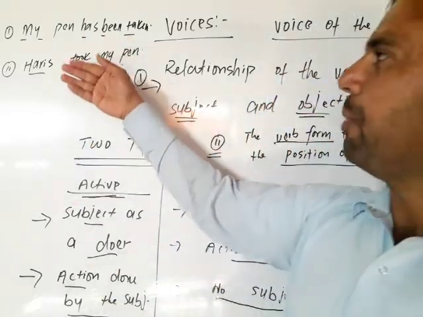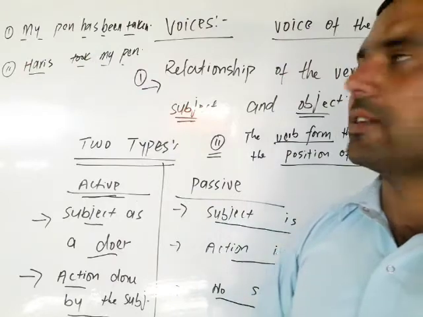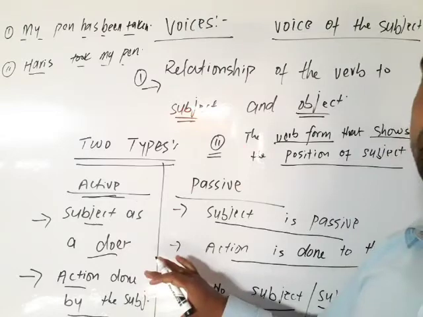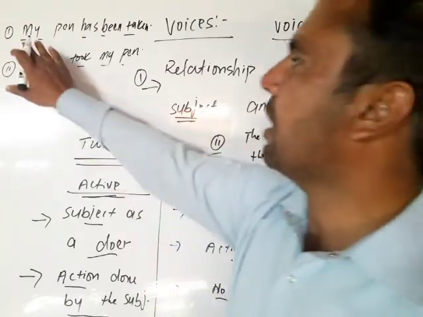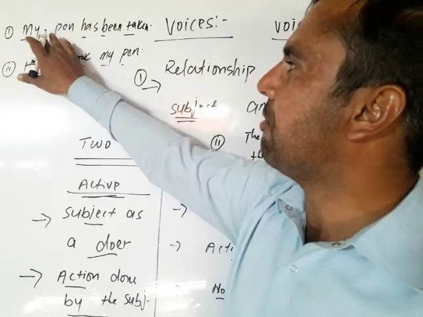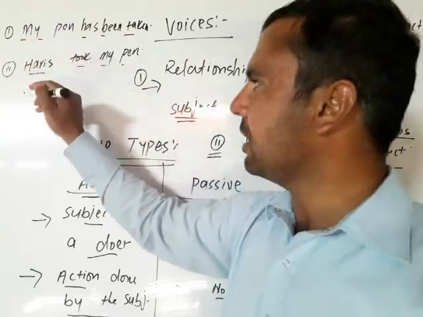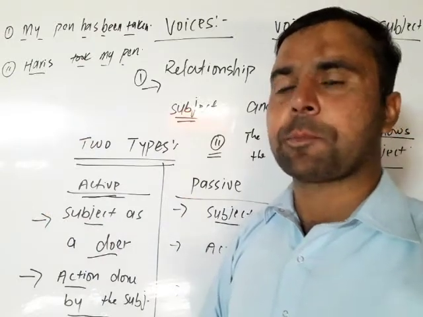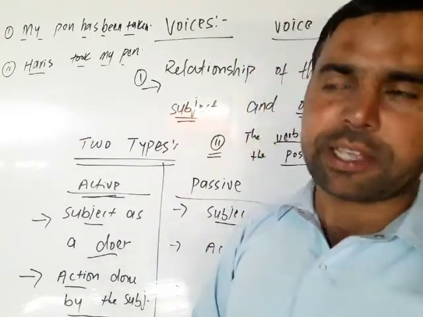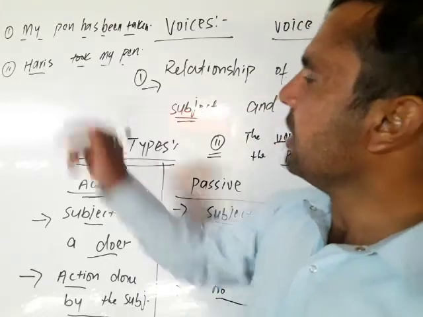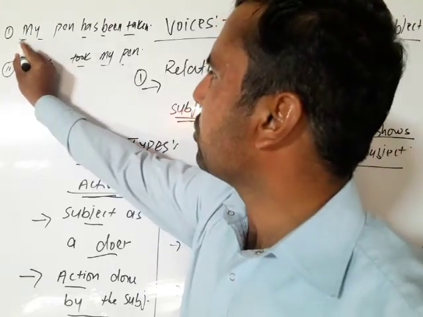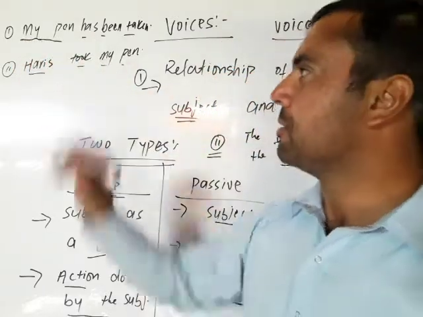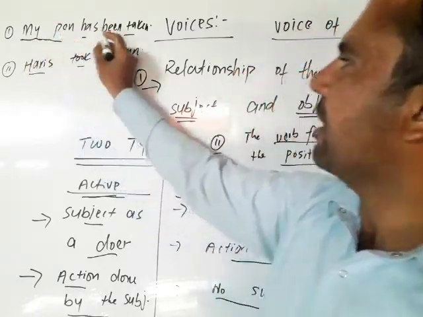Now, when we move back to these two sentences, when we look at this difference between passive and active, we can easily understand why we need active sentences changed into passive sentences, or what is the need of changing an active sentence into a passive sentence. So in this sentence, I am trying to tell you that I am only concerned about my pen, because I am saying my pen has been taken.